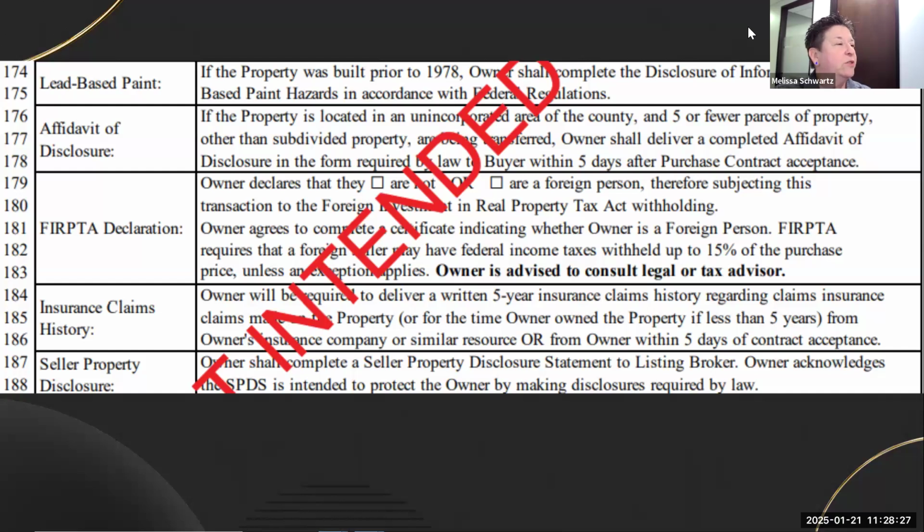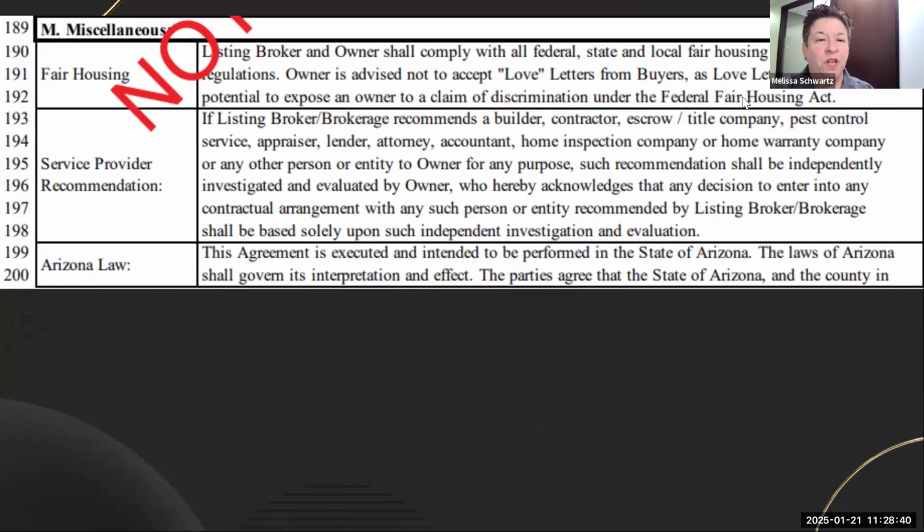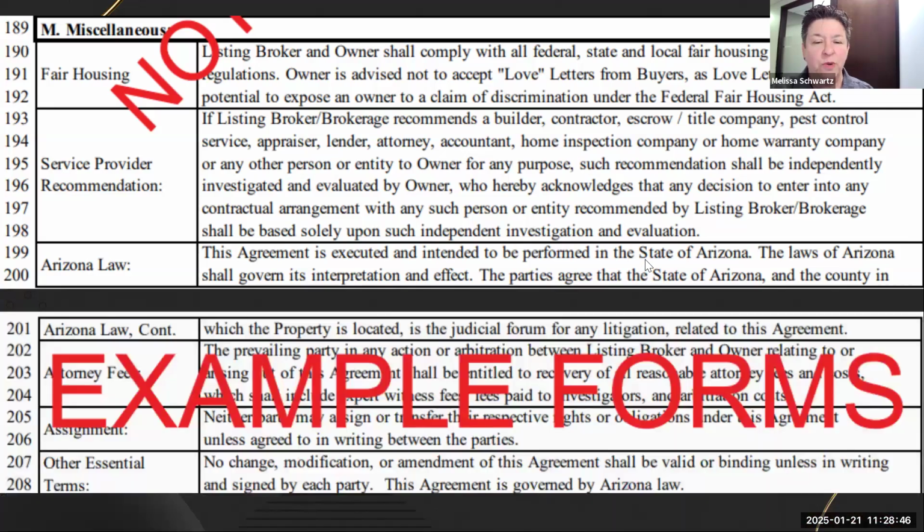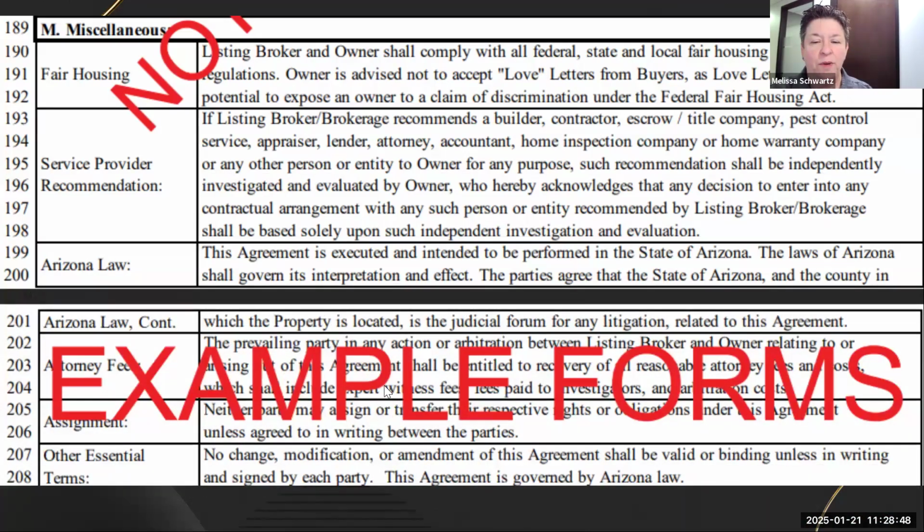It's funny they don't have a clue there. Yeah. Your seller's not obligated to do it. Your buyer is telling the seller they are, but here you're not making it. The seller property disclosure statement. Fair housing, service provider, we're not held accountable in Arizona law. So these things are pretty similar.